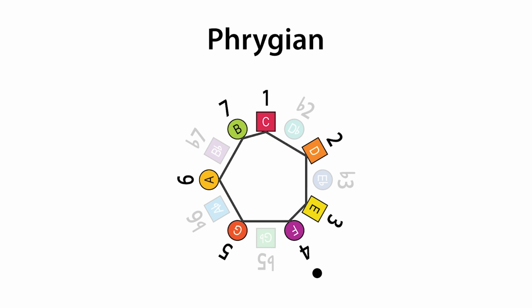E Phrygian, F Lydian, G Mixolydian, A Aeolian, and B Locrian. With each of them shown in pitch space like this, it's even easier to see how they're all just permutations of the very same pattern. So relative modes are really quite simple because they're just permutations or variations of the same underlying pattern.